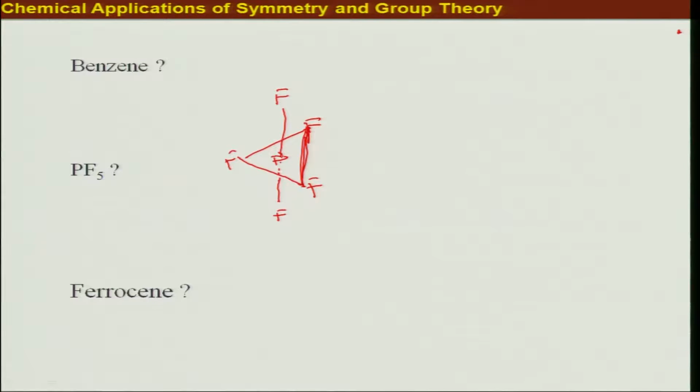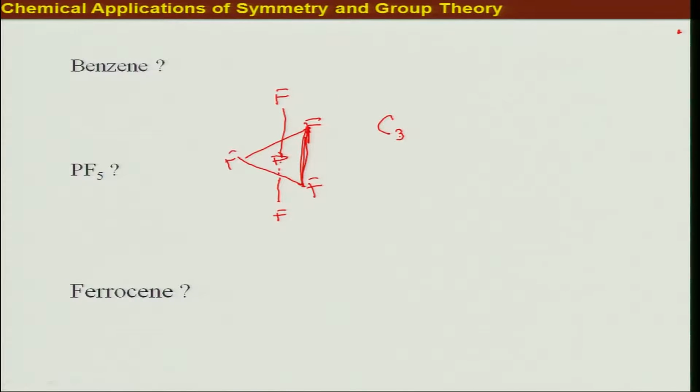So now, what are the symmetry operations? First, we will look at the principal axis of symmetry. What is the principal axis of symmetry? You can see for every 120 degree rotation, I can get an equivalent structure. So there is a C3. Fine. Now, next question to be asked is, is there any perpendicular C2?